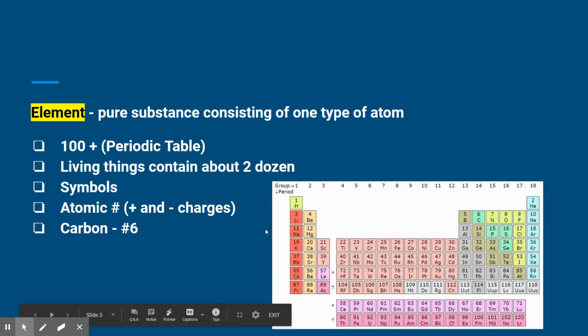Also, we see a whole number in each box, and the periodic table is actually arranged by that number. We see 1, 2, 3, 4, and it'll go numerically. It's called the atomic number. That number indicates something very important about each element. It tells us the number of protons and electrons. So it tells us the number of positives and negatives in the atom.